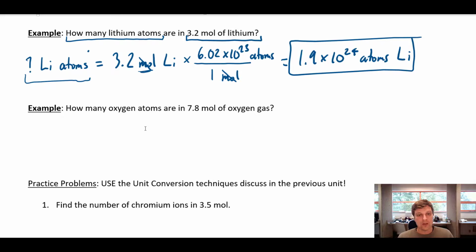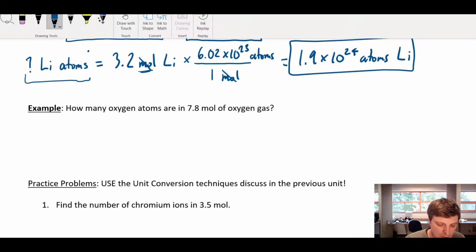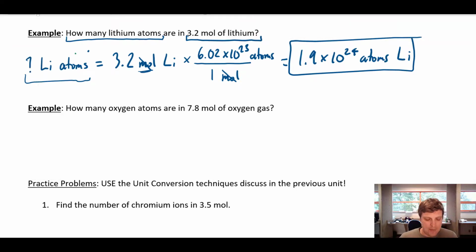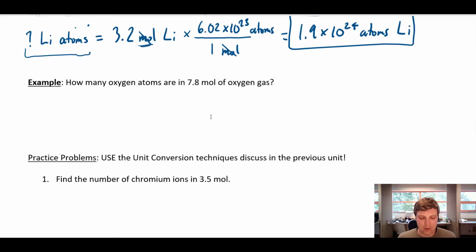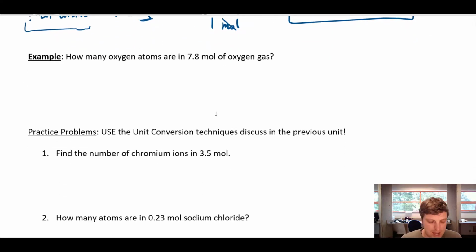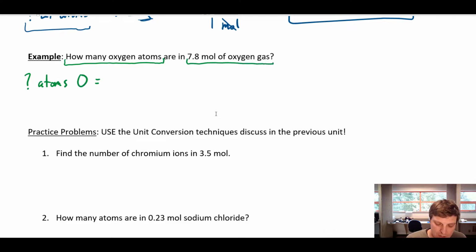Okay, so let's look at another example here. How many oxygen atoms are in 7.8 moles of oxygen gas? So first thing is to identify the question. How many oxygen atoms? So how many atoms of oxygen is equal to 7.8 moles of oxygen gas?